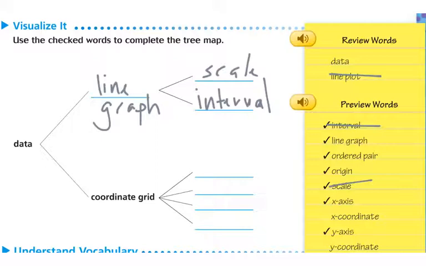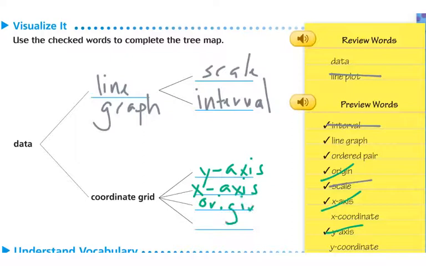Our other item is coordinate grid, and we have 4 items that go with coordinate grid. We have the y-axis that goes with coordinate grid, and then logically the x-axis would follow underneath that. And then we would also say the origin is important for the coordinate grid. And then finally we would say ordered pair is a part of the coordinate grid, because you do need ordered pairs to graph on the coordinate grid.